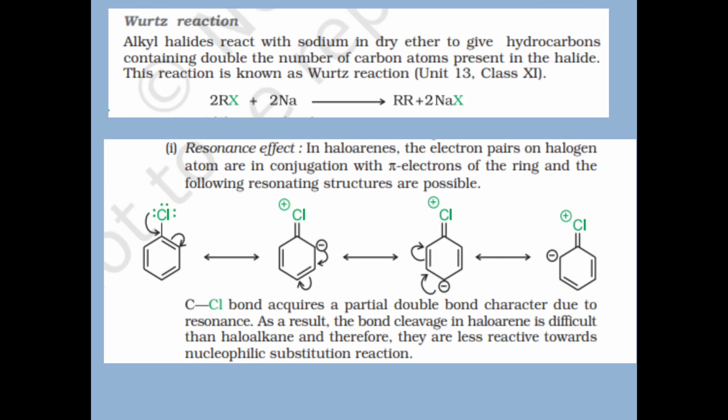Next reaction of the halogen compound: when an alkyl halide is reacted with sodium in the presence of dry ether, it will be converted into an alkane.